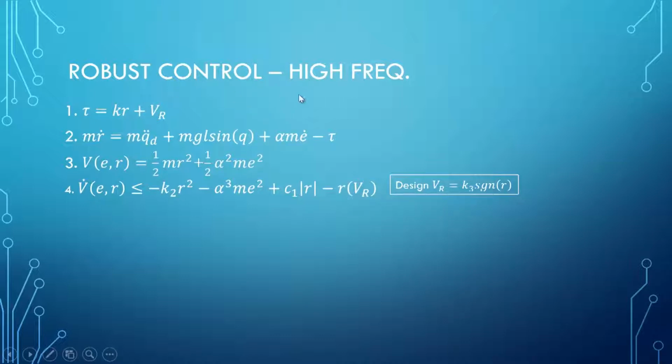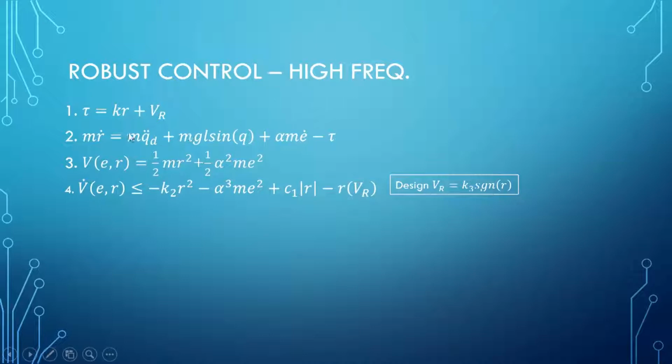So here's the high frequency controller. Before it was high gain, now it's high frequency, which means the VR here will eventually be designed as this, which has sign of R. R is this filtered tracking error. I will just quickly go through the procedure, and you can recover some of the details based on the previous slides.